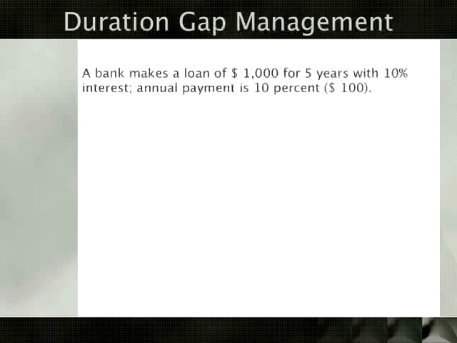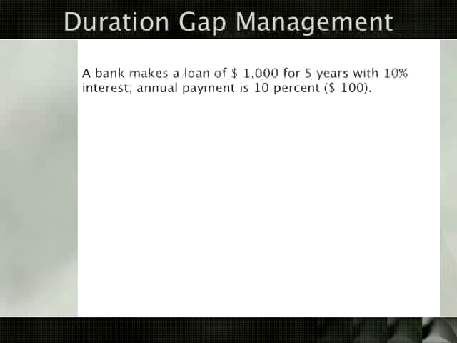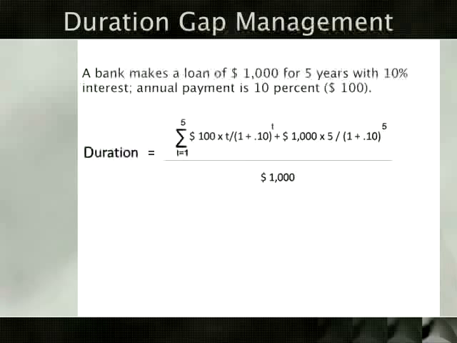To illustrate the way durations are computed, we can use an example. Suppose that a bank makes a loan of $1,000 for 5 years with 10% interest and annual payment is 10%, which is $100. The duration is computed by dividing the cash inflow from the loans in the next 5 years by the par values of the loan, which is $1,000, and we can get the result of 4 years of this loan in terms of duration.